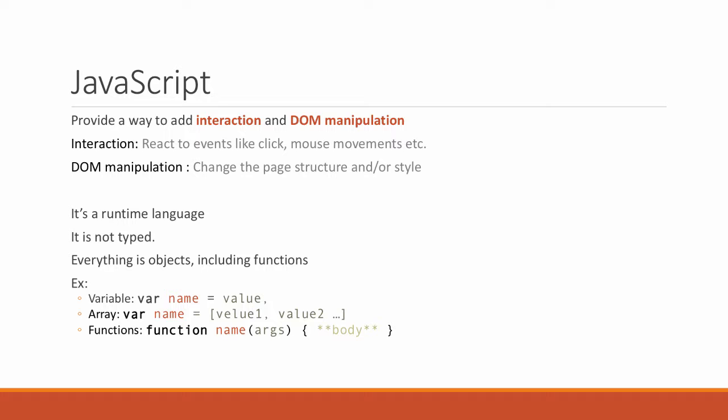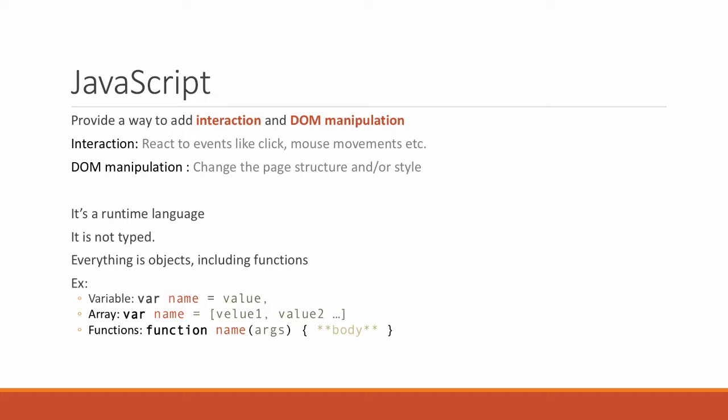And what I mean by interaction, we want the page to react to events of the user. So if the user clicks somewhere, if the user moves the mouse on top of something, or types some text, we want to react to that. So this is the interaction part. In this case, JavaScript will react to events that the page will tell the code.